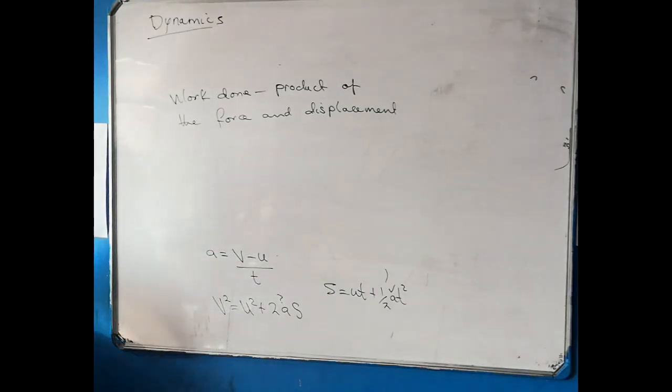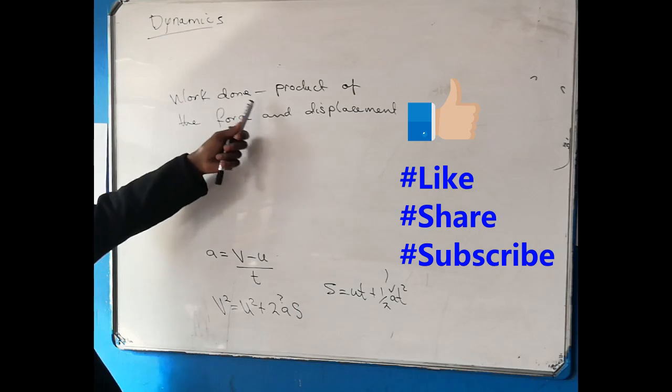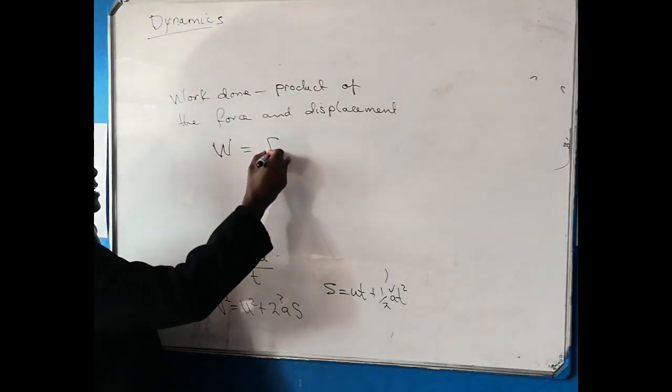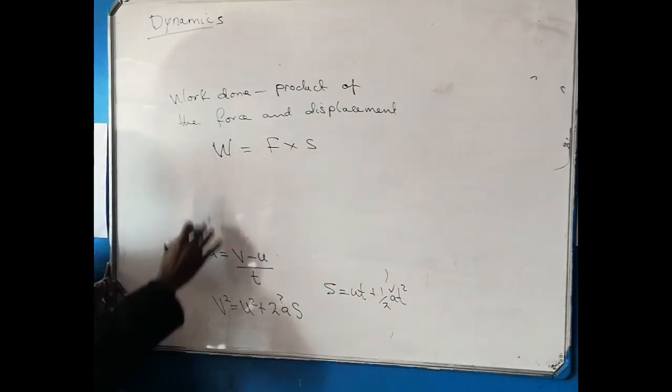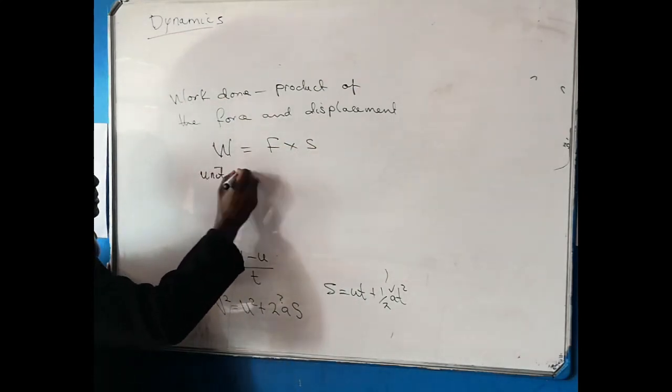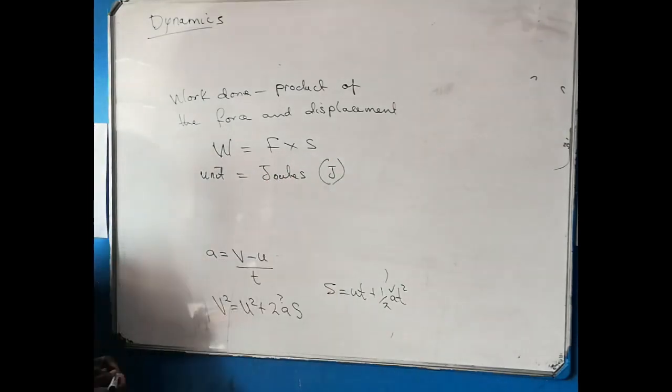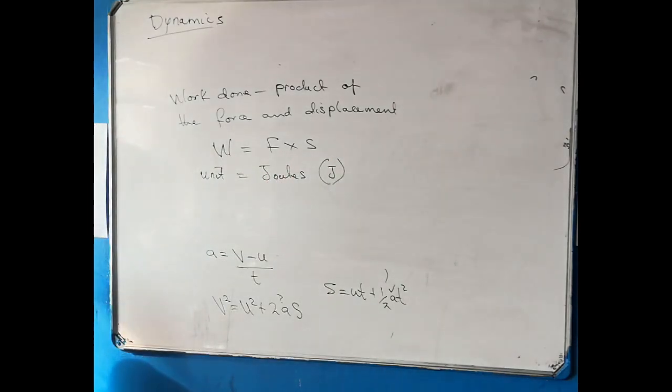If I push this wall with a force and this wall does not move, then there is no work done. If I push this table, the table moves from where it was to a new position, work has been done. Therefore, work done is the force times the displacement. Units for work done? Joules. You'll be using J. Work done is a product of the force and the displacement.